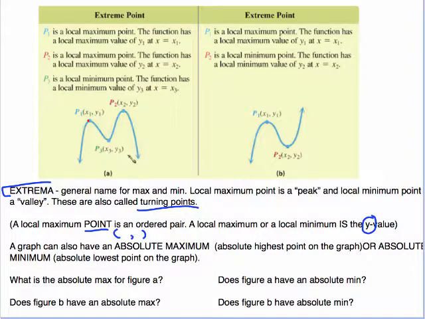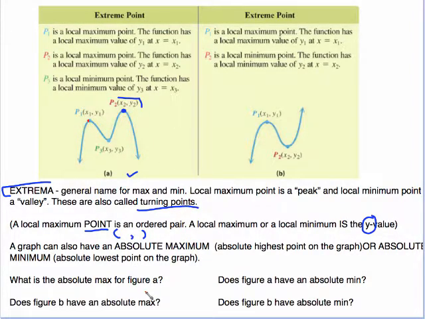So take a look at these two graphs over here. What is the absolute max for figure A? Figure A is this one right here. Absolute max would be what is the absolute highest point on the graph, which is this point right here. So the absolute maximum point is (x2, y2).